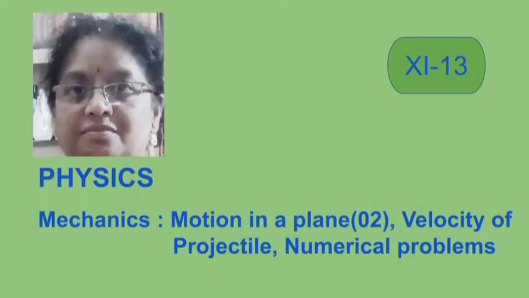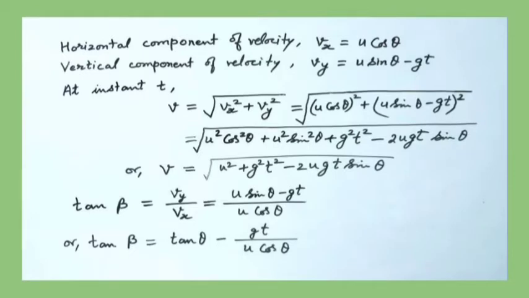Hello students. In continuation of the previous lesson on projectile, in this lesson we will find the velocity of a projectile at any instant of time. We have seen that the horizontal component of velocity of a projectile remains constant throughout, which is Vx = u cos theta. The vertical component of velocity that varies uniformly is Vy = u sin theta - gt.